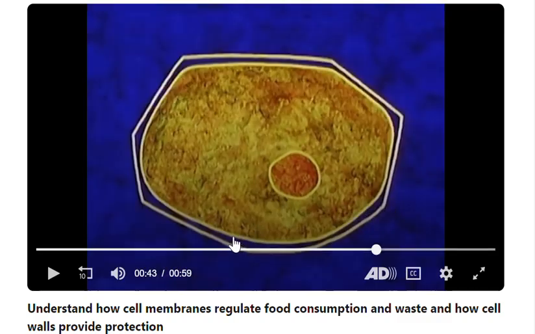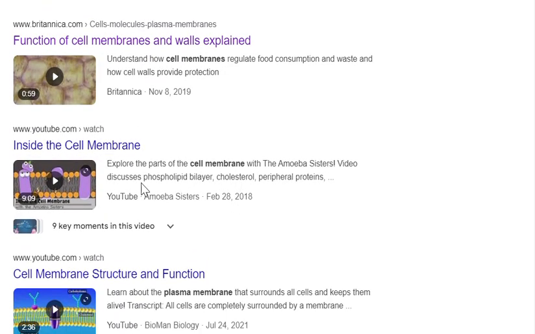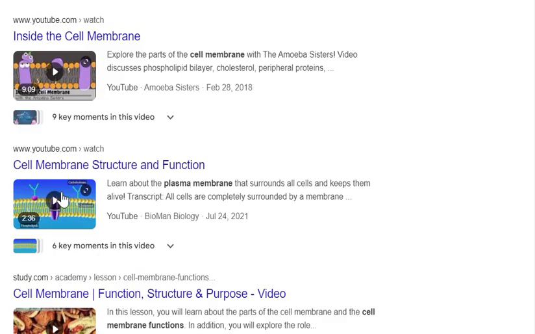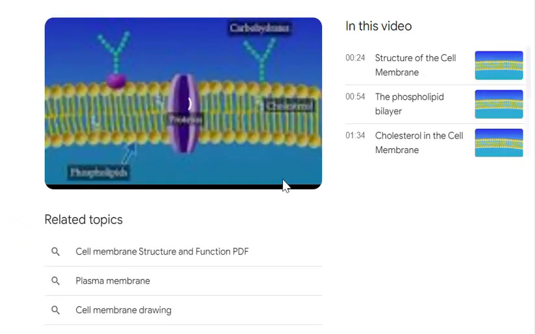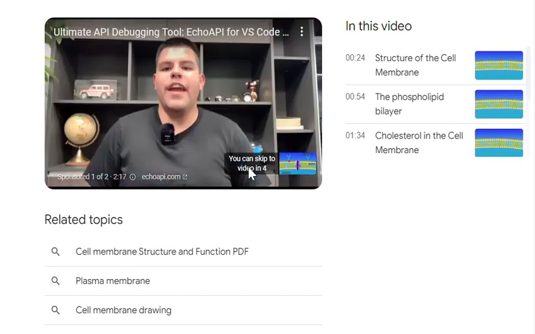So again, the outer layer of the cell is what you call the cell wall. It maintains the rigidity of the cell. The major component of the cell wall is the phospholipid bilayer, or the cell membrane. Let's show this video once again para mas maintindihan nyo ang function of the cell membrane.